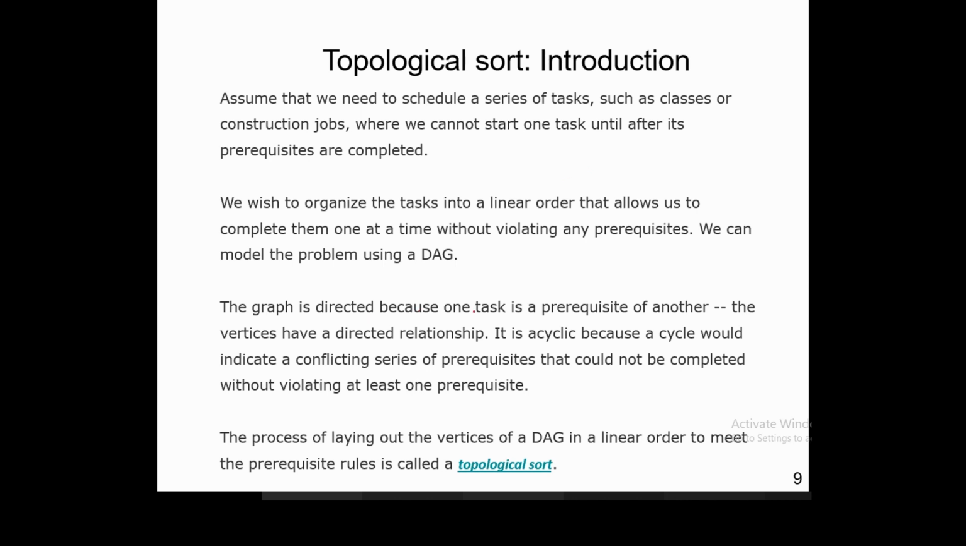A graph is directed because one task is a prerequisite of another, and the vertices have a directed relationship in this DAG. It is acyclic because a cycle would indicate a conflicting series of prerequisites that could not be completed without violating at least one prerequisite. So the process of laying out the vertices of a DAG in a linear order to meet the prerequisite rules is called topological sorting.